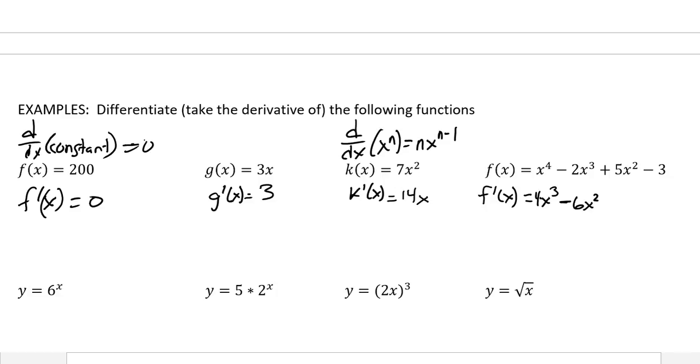Now 5 times 2 is 10x, drop the exponent by 1, it's x to the first. And then the derivative of minus 3 is just 0. It's a constant, derivative is just 0. Those are ones that we've seen, that we've worked with. Let's continue on.